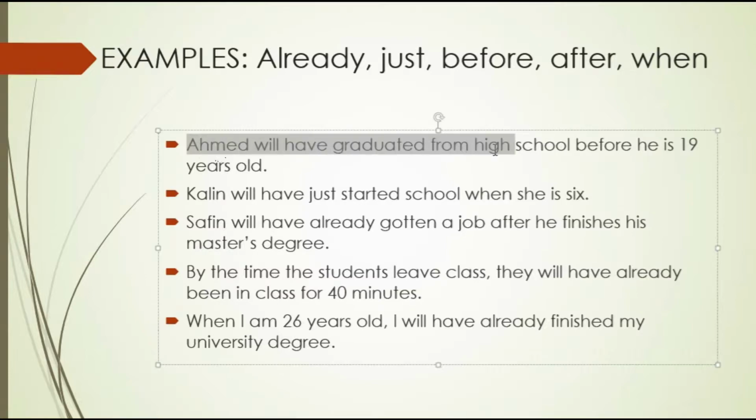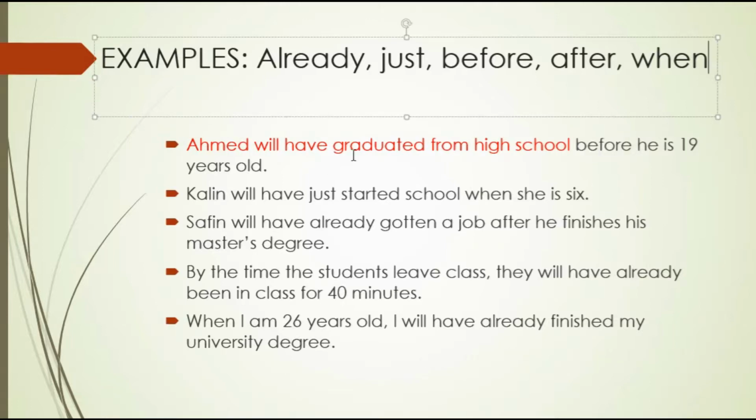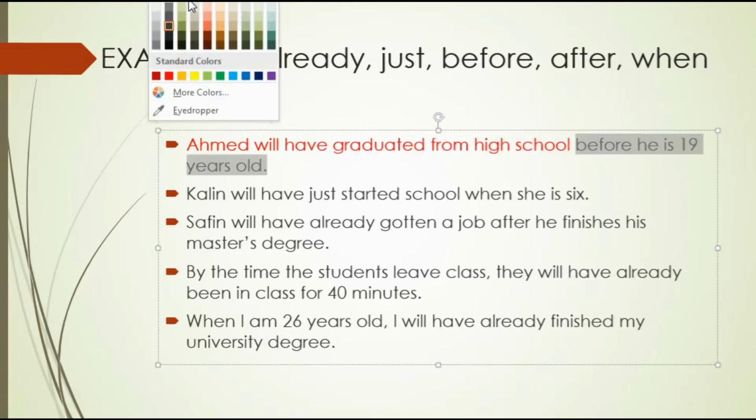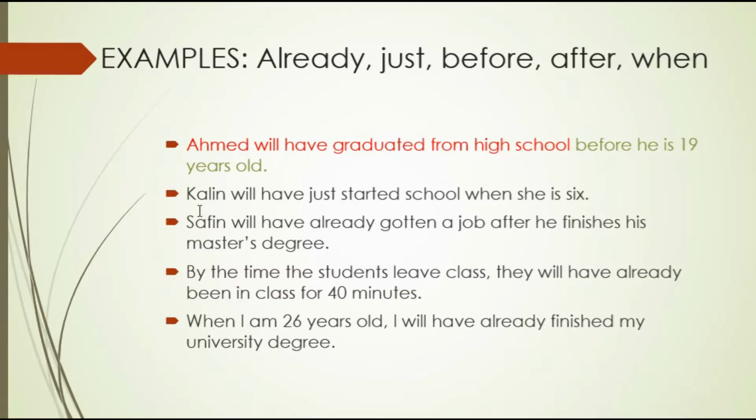So because this event happened first, it is future perfect. How do we know? We have a subject, we have will, we have have, and we have our past participle verb form: graduate, graduated, the third form. Then the rest of the sentence, before. This is our conjunction, our relative clause, the whole thing. This is also in the future. It's the second event, but it is present simple, ironically, because we have a clause here. Before he is 19 years old, not before he will be 19 years old. That's wrong. Use present simple, even though it's in the future. That's how it makes sense to a reader. So this sentence is my second event.